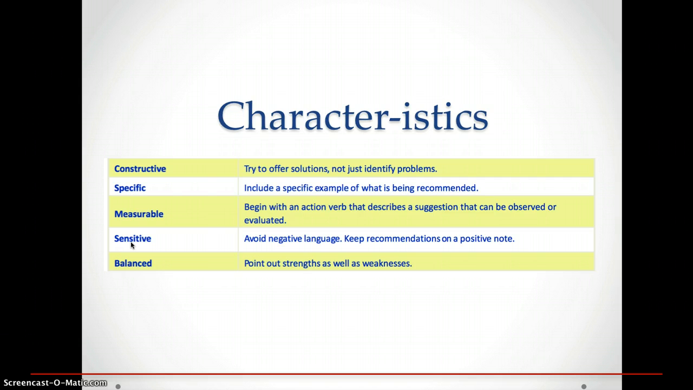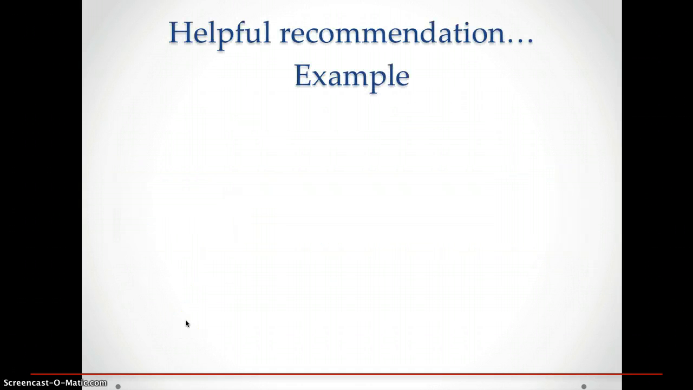Next, it should be sensitive. Avoid negative language and making judgment calls and value statements, making sure to keep on a positive note. And I think that really links to balance. You're pointing out strengths as well as weaknesses, and pointing out strengths in a way that is saying what they can do and what they've done well is different than saying what they're not doing well and what they didn't do.